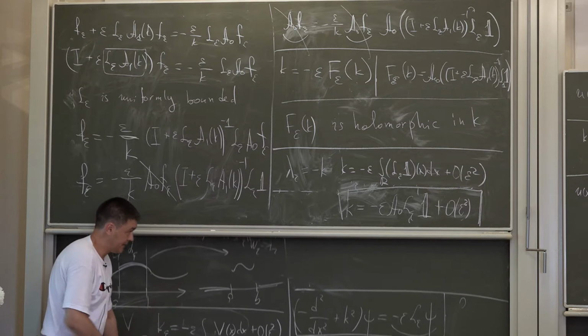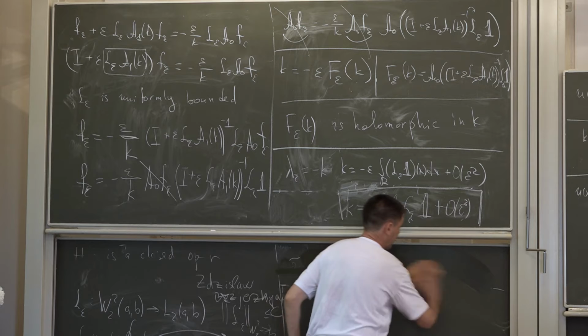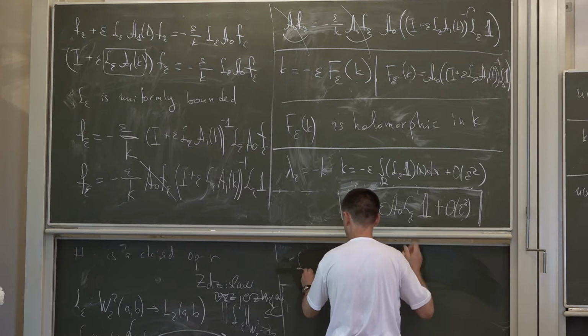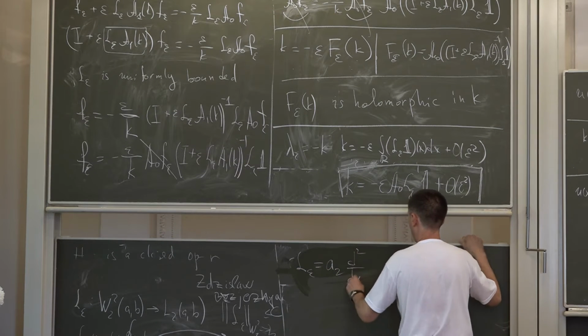And this is a classical example, and a less classical example is when, say, L epsilon is the second order differential operator of this form.